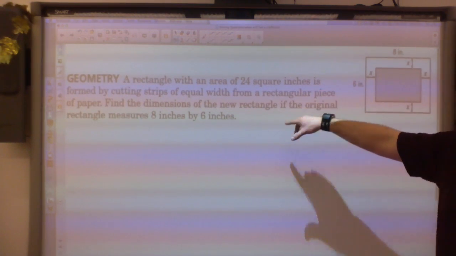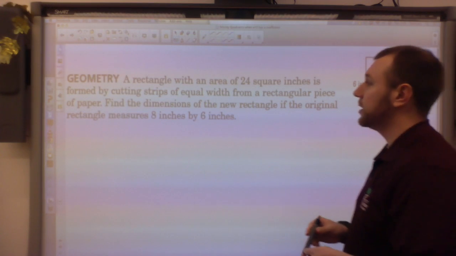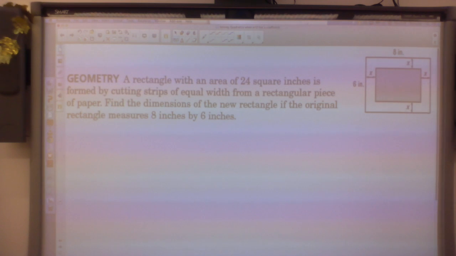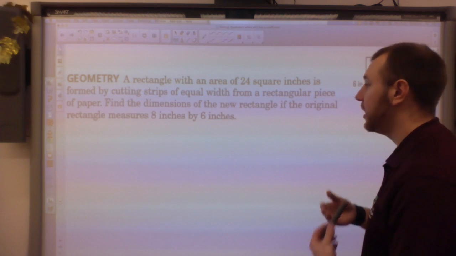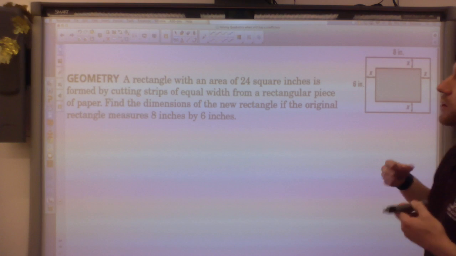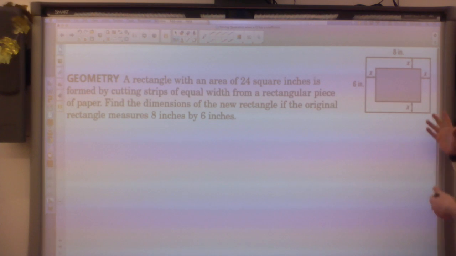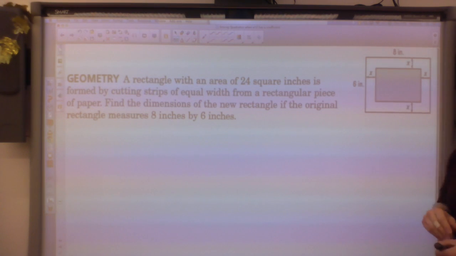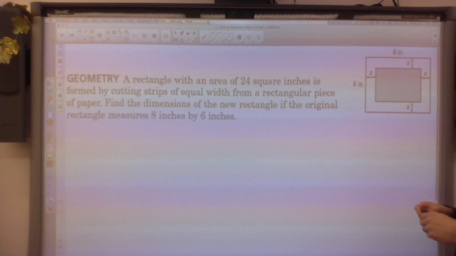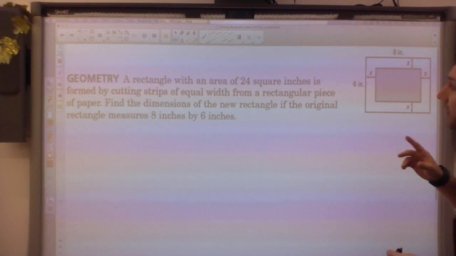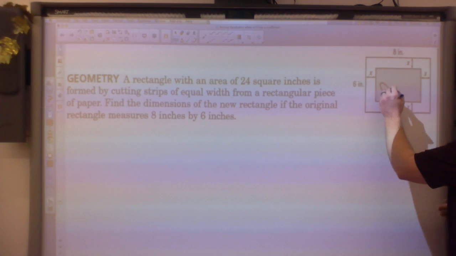So I give you a picture and a situation. A rectangle with an area of 24 square inches is formed by cutting strips of equal width from a rectangular piece of paper. Find the dimensions of the new rectangle if the original rectangle measures 8 inches by 6 inches. So, what is the question saying? I originally have a piece of paper, and then I cut off edges, and I have to make sure that I cut off the same amount from each edge. It also says that the area of the shaded area is 24 square inches.